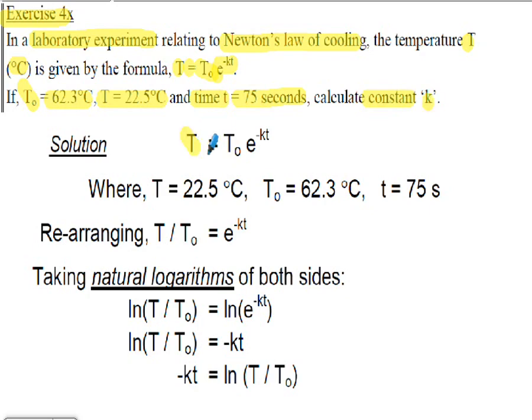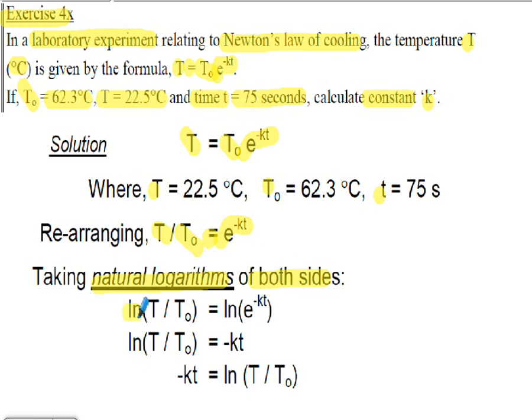So given that T is equal to T0 e to the minus kt, we know the value of T and T0 and little t, the time. We're going to rearrange the equation for k. So dividing both sides by T0, we get T divided by T0 is equal to e to the minus kt. Again, I've got my exponential term on one side of the equation on its own and it's positive. So now I take natural logarithms of both sides of the equation.